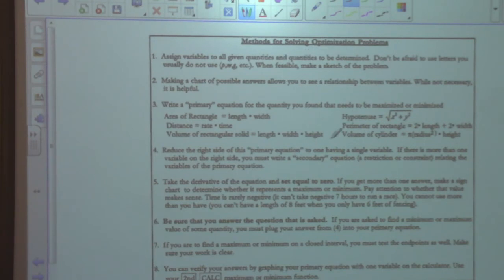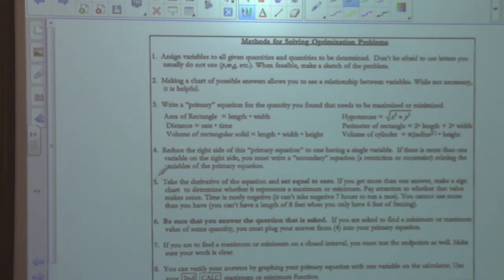Okay, and then they give some more things about assigning variables. Using letters, sometimes you can use letters that aren't necessarily X and Y. Making a sketch, maybe making a chart to show relationship. Most of the time you'll see some kind of formula or formulas that'll tie things together. Then it just goes down the process. And if there's more than one variable on the right side, you might have a secondary equation or restraint.